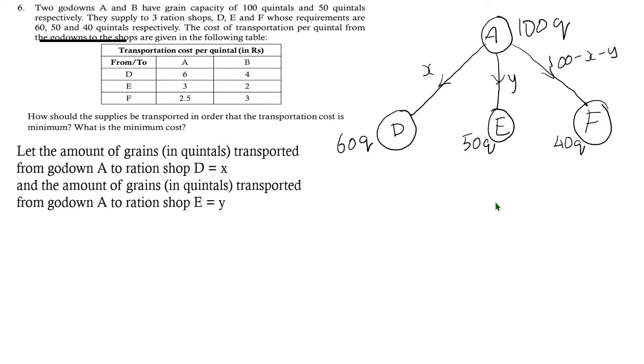Now let us come to B. That is godown B. Now for the time being, we will consider the requirements of D, E and F alone. The requirement for D is 60 quintals. It will get X quintals from A. So what is left? How much more it has to get from the other godown? It has to get 60 minus X. And what about E? E, the requirement is 50 quintals. It is already going to get Y quintals from A. So the remaining 50 minus Y quintals it will get from B.